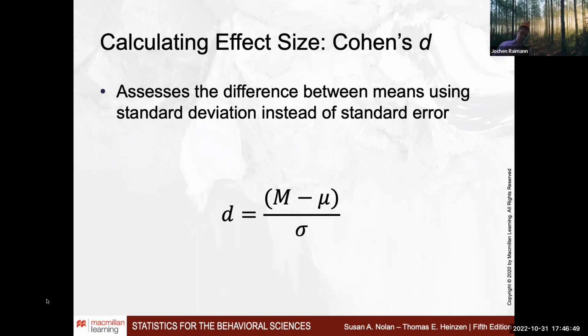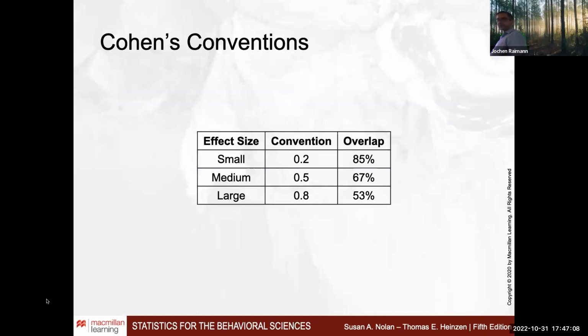Because the standard deviation is not affected by the sample size. It is to some extent, but it's not really. And if you do that, you essentially get again a standardization, but this time the values are smaller. And these conventions, please also study these conventions, or at least know where to find them on the quiz.